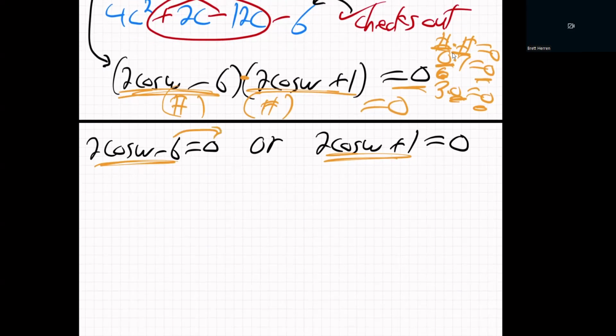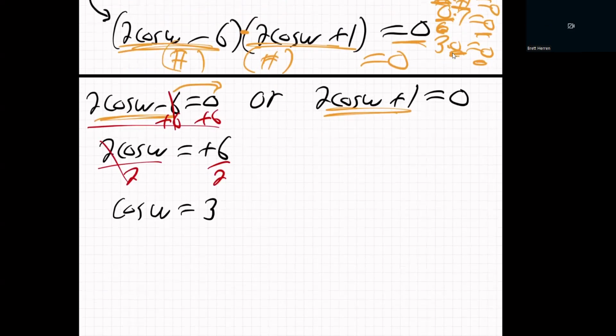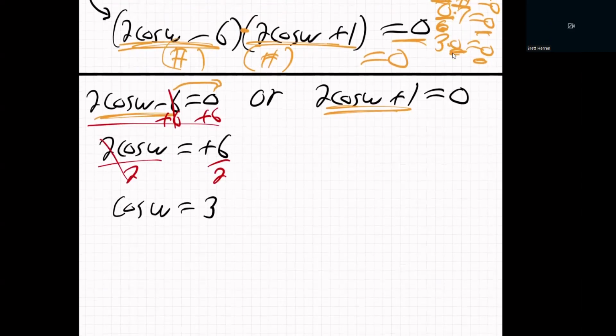Let's jump that minus 6 to the other side. So it'll be 2 cosine w equals plus 6. I really just added 6 to both sides, right? Okay, keep going. Divide by 2, and we get cosine W is 3. All right, so now what do we do from there?